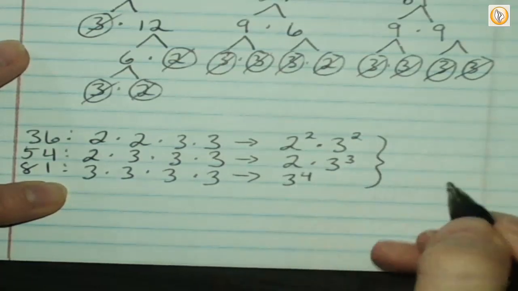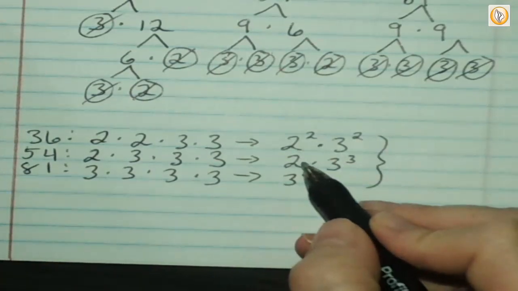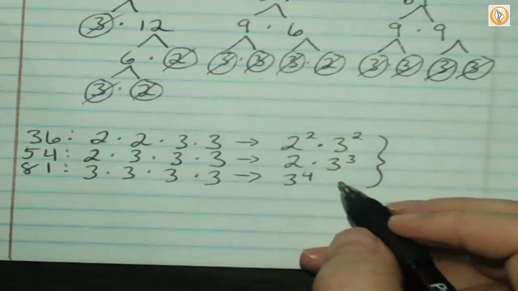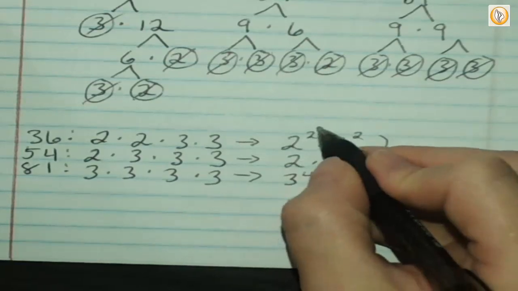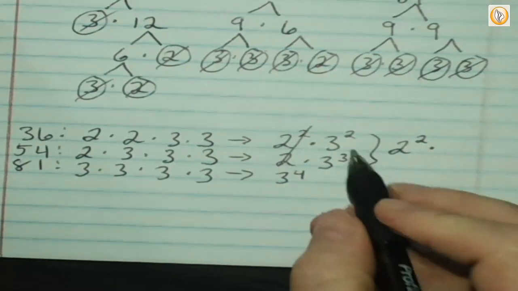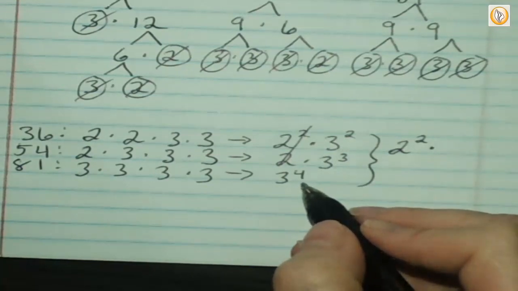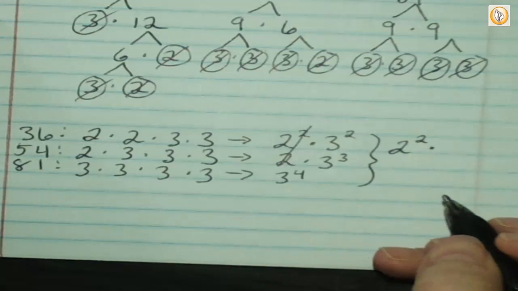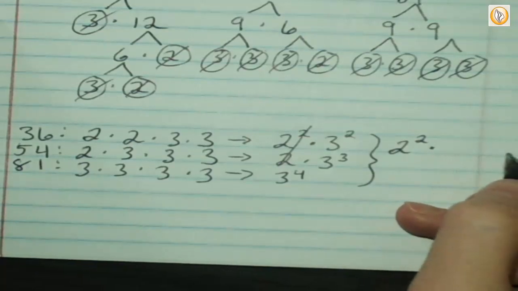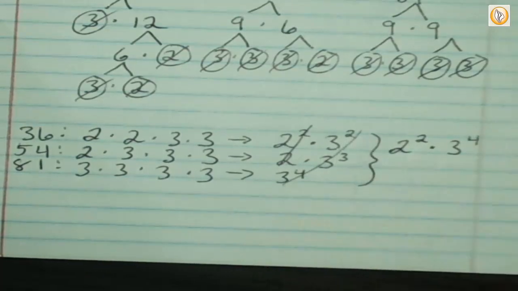All right, now I have a 2 squared and a 2. Which one do I choose, Izzy? 2 squared. So I'm going to cross those out and write 2 squared. I have a 3 squared, a 3 cubed, and a 3 to the fourth power. Which one do I choose, Michael? 3 to the fourth power, because it's the largest. So we chose the largest exponent.